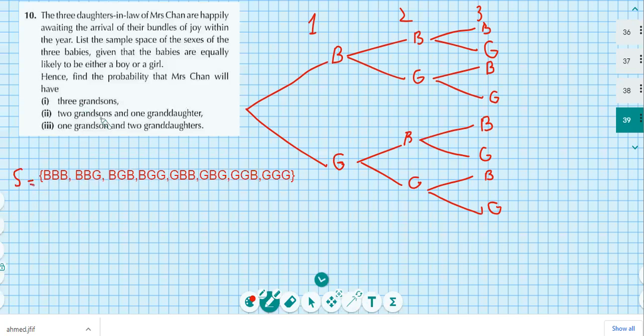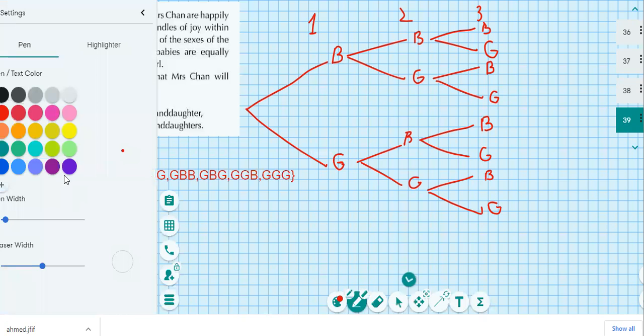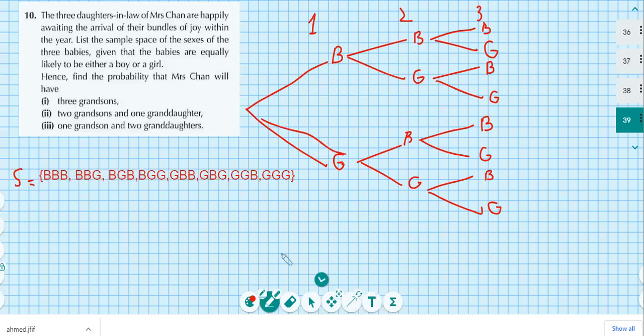In part one we have to find the probability of 3 grandsons. So you can see that for it, this is the branch. Boy, boy, boy. There is only one outcome. So the probability will become 1 over total outcomes, 1, 2, 3, 4, 5, 6, 7, 8. This is the answer.